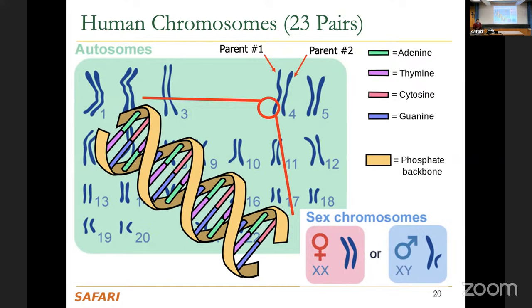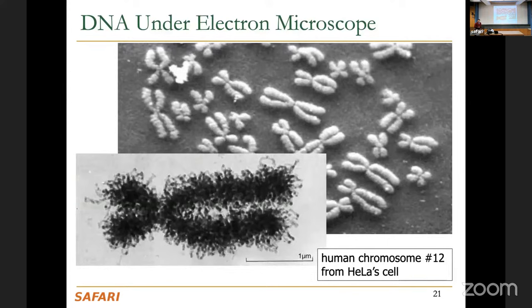We also have this connection agreement, meaning if you have an A over there, in the other strand we should have a T, which is thymine, because of the chemical bonds between them, right? So this is the agreement that we're making here. If you look at the DNA under an electron microscope, this is basically what you're going to be seeing literally in real life.